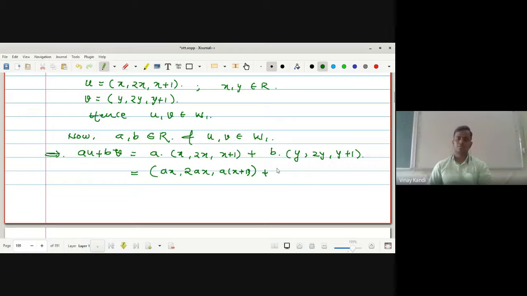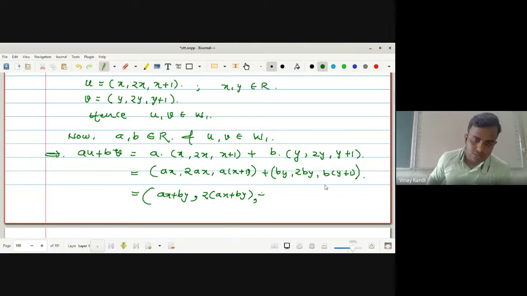Which is equal to ax, 2ax, a into x plus 1, plus by, 2by, b into y plus 1. The addition of these two vectors now. ax plus by. Okay, now take 2 common: 2 into ax plus by. Okay, now the third vector. What is the third vector? Wait a minute. This one is in the first bracket: ax, write down in the first bracket, and this one is by, into a plus.